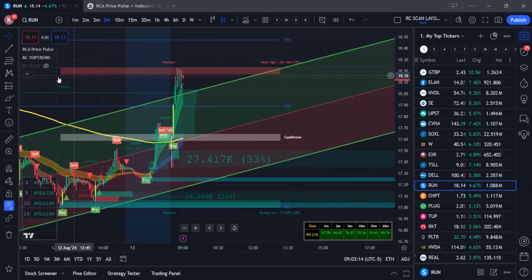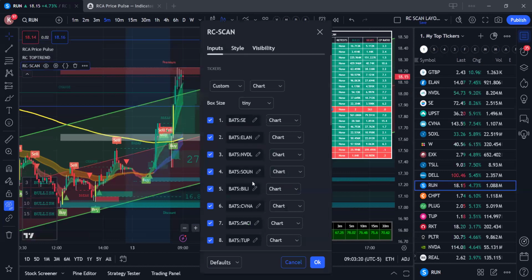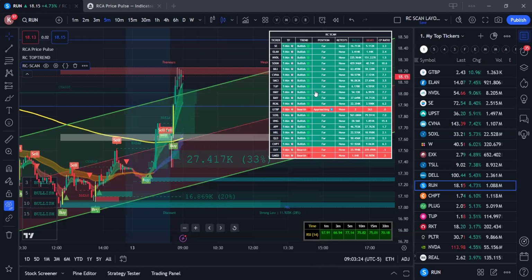Either we can use the scanner. I can go to the scan and add all these as custom tickers, whichever are moving well today. I can add them to my custom scanner. So whenever I see that one is close to a buy order block, then I can go and buy the calls. Or if there are any bearish tickers close to a sell order block, then we can buy the puts.